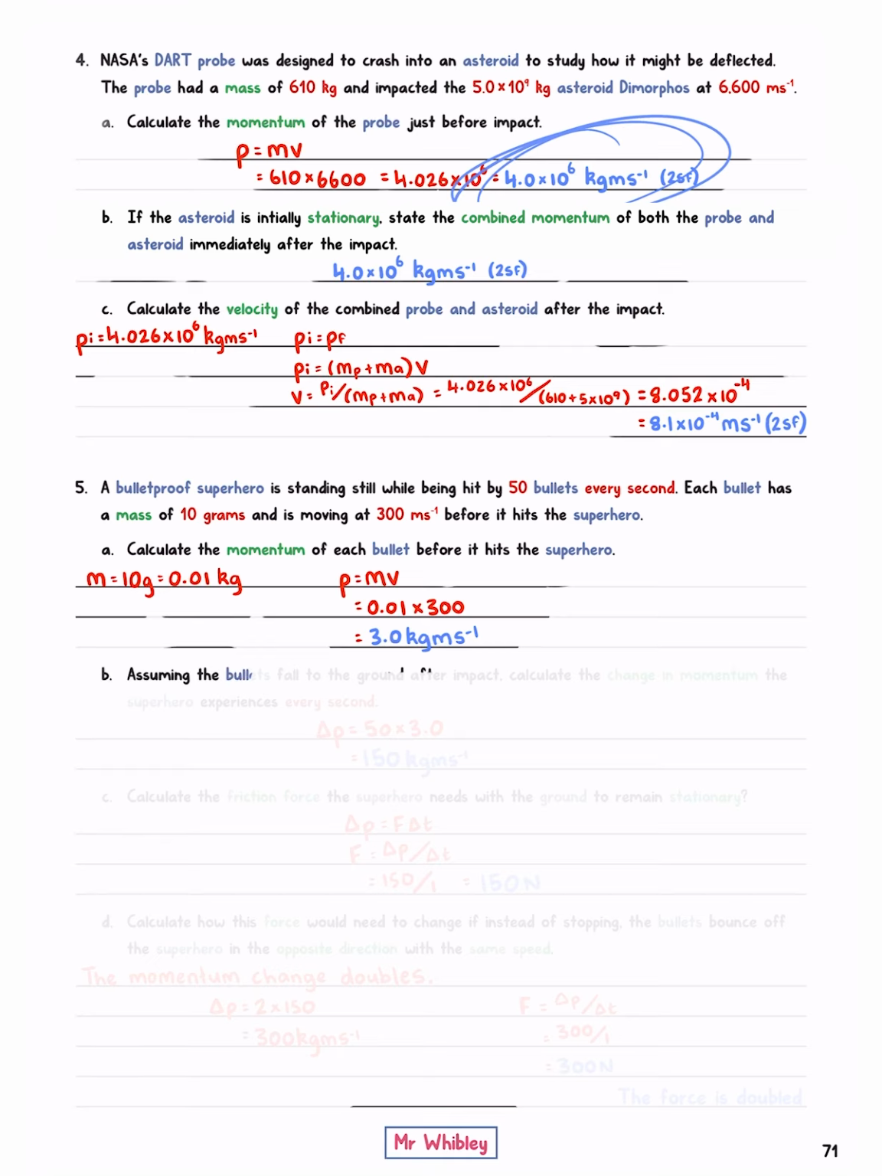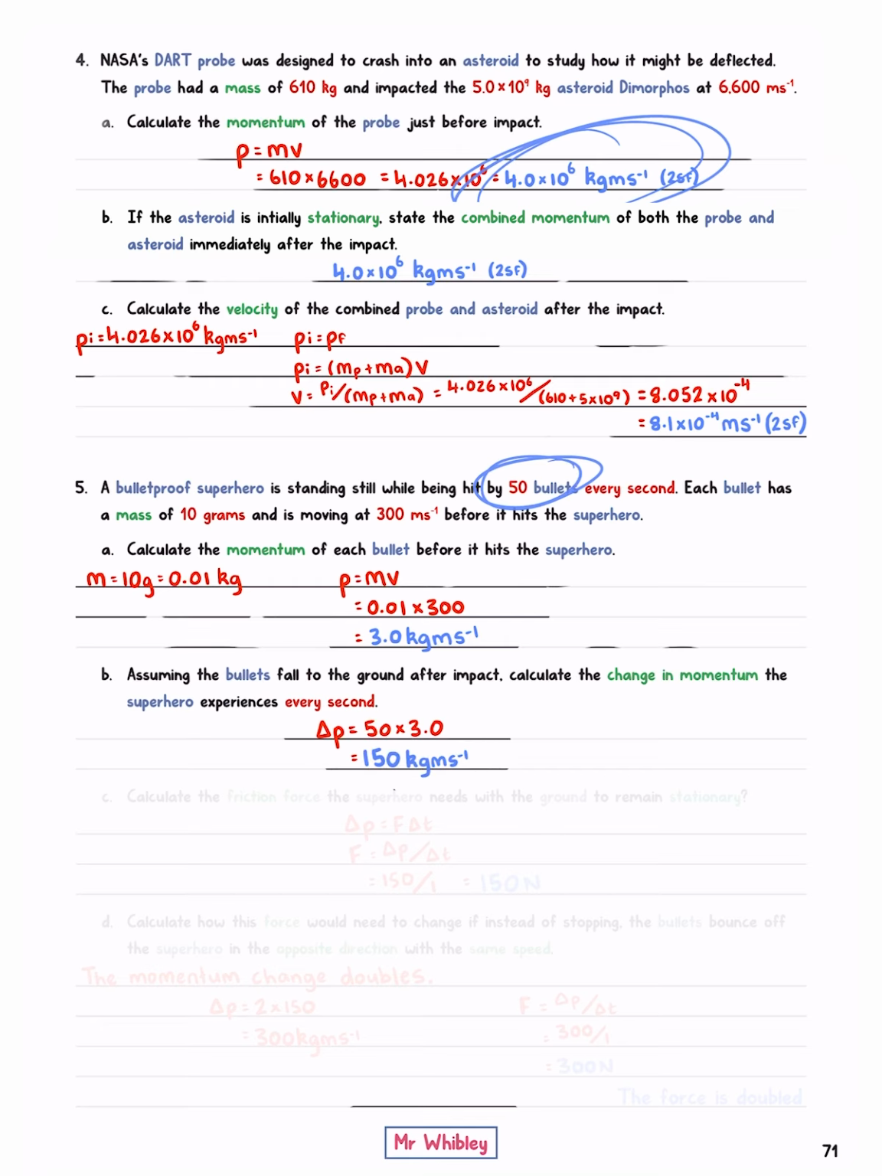Assuming the bullets fall to the ground after impact, calculate the change in momentum the superhero experiences every second. Knowing the momentum from each bullet, we can find our change in momentum by multiplying this by the amount of bullets every second, which as stated up here is 50. That gives us 150 kilogram meters per second.